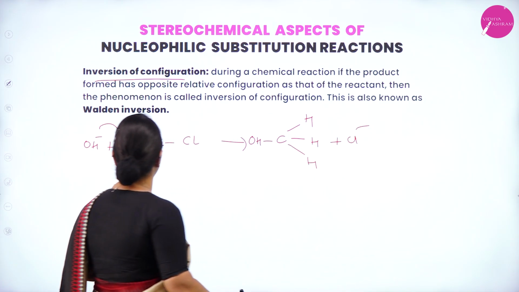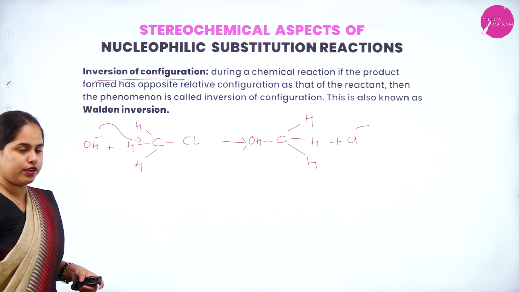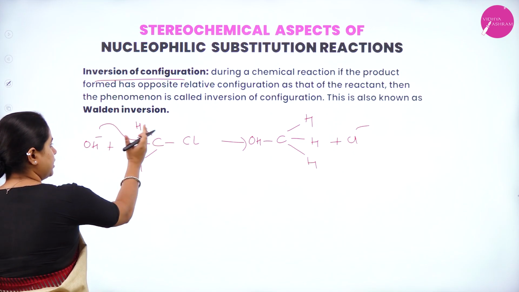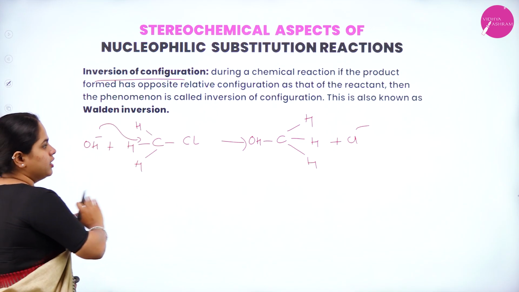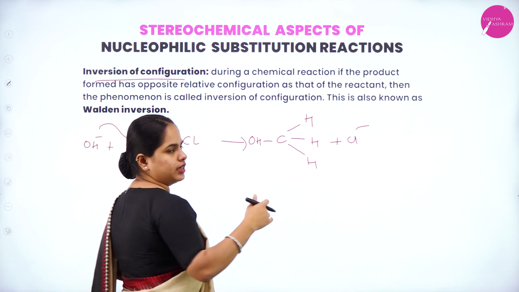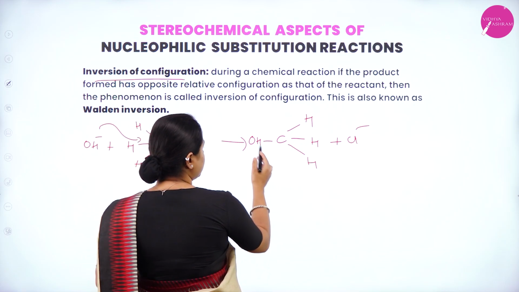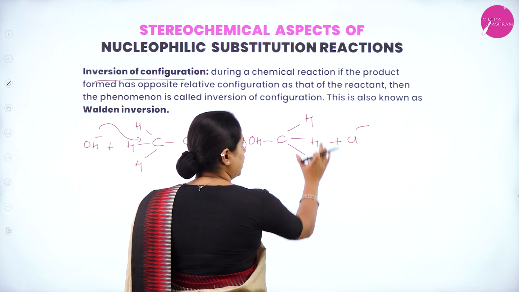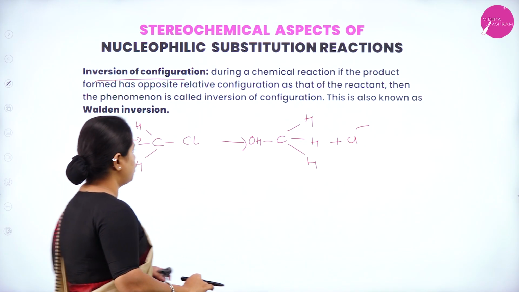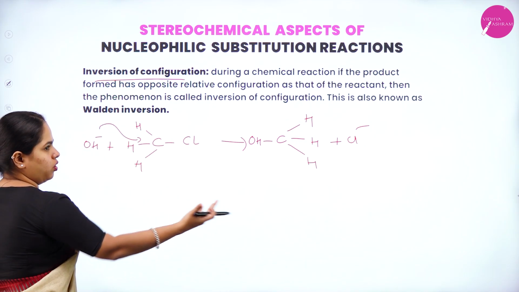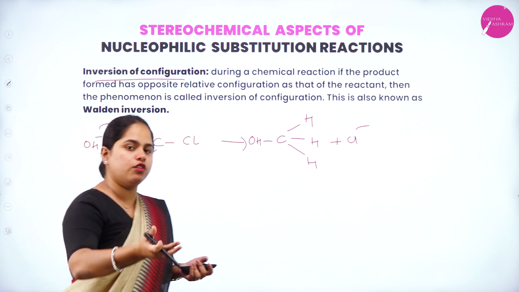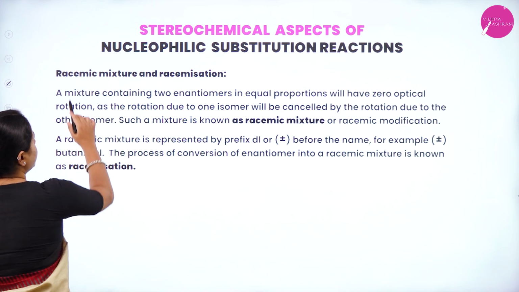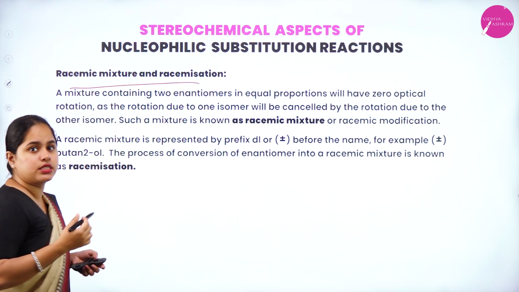As you can see here, there is an inversion of configuration taking place. Chlorine was here and the 3 hydrogen atoms were towards this side. Now, as the OH minus attaches from the other side, alcohol will be formed, and on the other side you will have the 3 hydrogen atoms. You can see from the diagram itself that it is on the opposite side, right? There is an inversion of configuration which has taken place. So this is inversion. Now moving on to the next one, what is a racemic mixture and racemization?